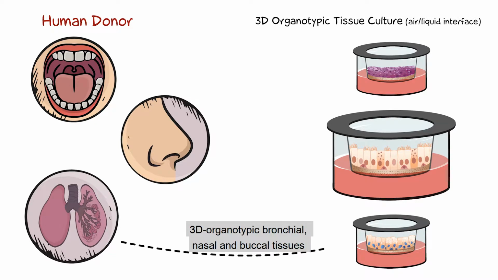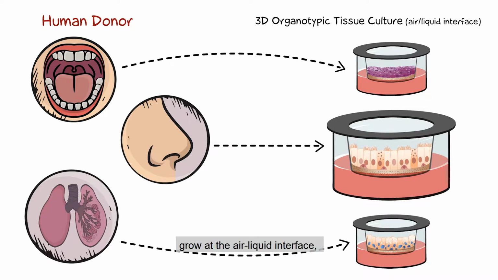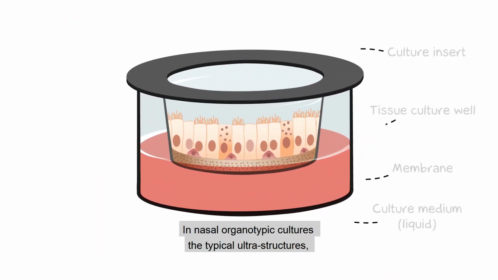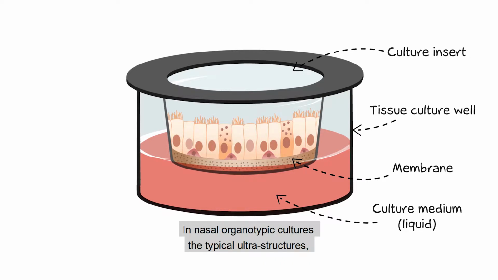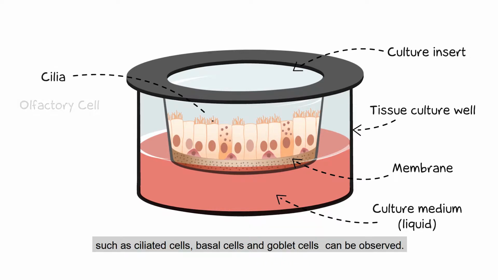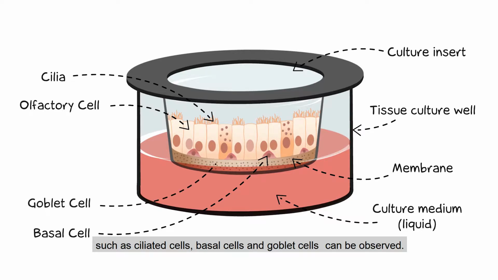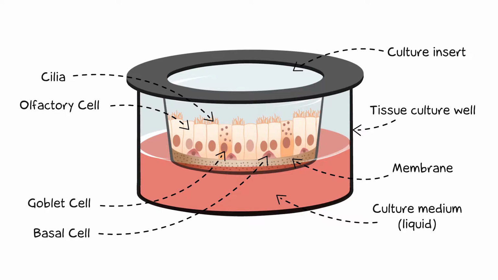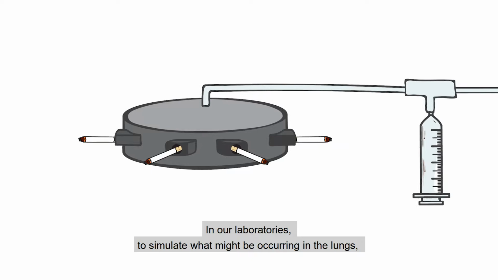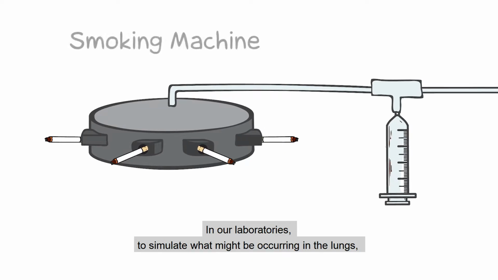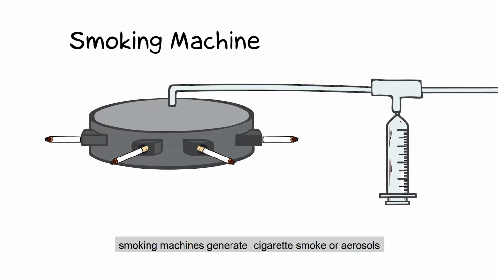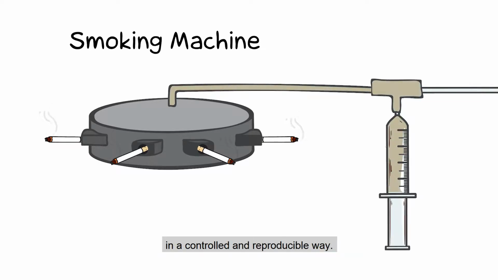3D organotypic bronchial, nasal and buccal tissues grow at the air-liquid interface, making them amenable for direct aerosol exposure. In nasal organotypic cultures, the typical ultrastructures such as ciliated cells, basal cells and goblet cells can be observed. In our laboratories, to simulate what might be occurring in the lungs, smoking machines generate cigarette smoke or aerosols in a controlled and reproducible way.